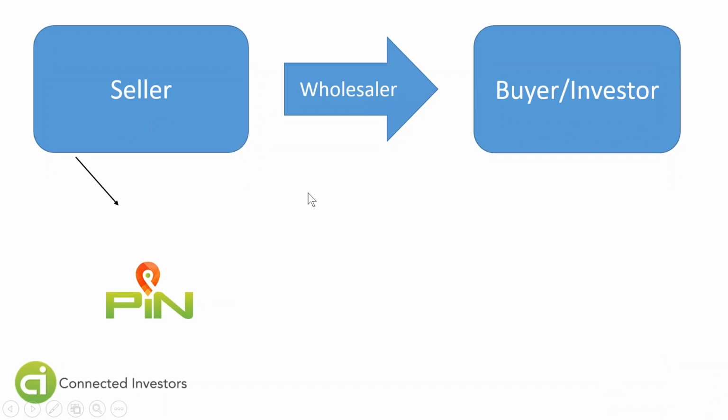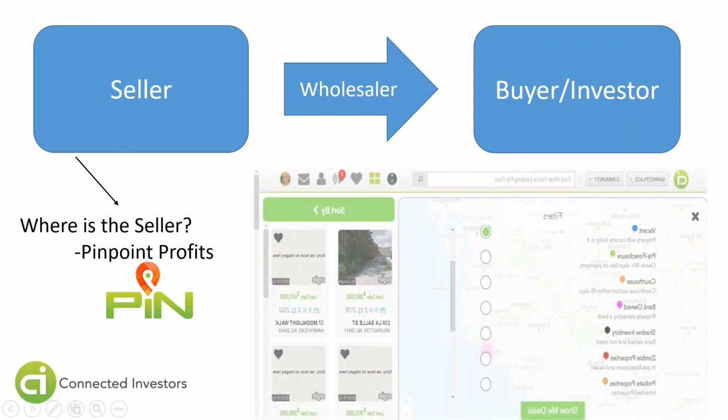Now, where do we find those sellers? Well, I mentioned right here, PIN, right? Through the new PIN program that I just showed you a moment ago, you can find those motivated sellers. We give you the motivated sellers right on the list. Now, you just reach out to them and find out if they're ready to sell right now or not. If they're not ready to sell now, they might be ready to sell later. So keep that in mind. So Pinpoint Profits is where it's at.